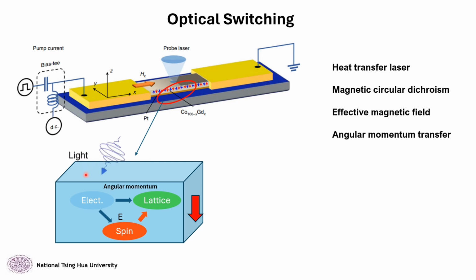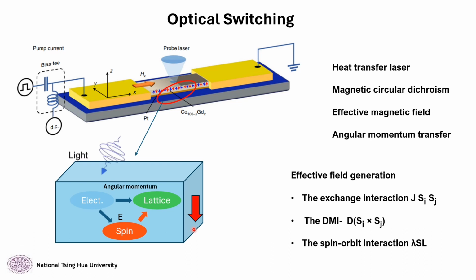When the handedness is equal to the magnetization direction, we can transfer more energy to the system, and an effective magnetic field will take place to change the direction of the magnetization. The cause of the effective magnetic field generation is the exchange interaction between the nearest spins of the lattice and the DMI of those spins, and the spin orbit interaction is also possible to generate the effective magnetic field to switch the direction of the magnetization.